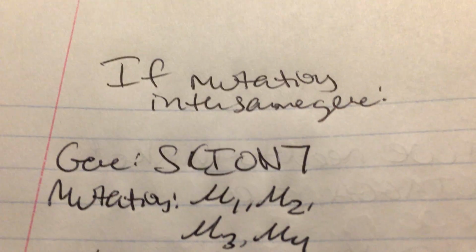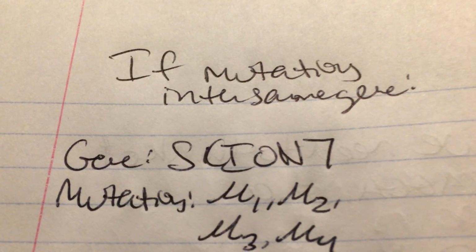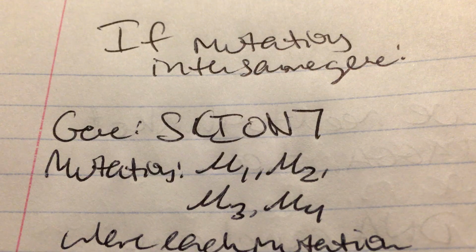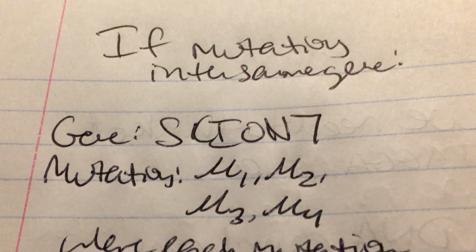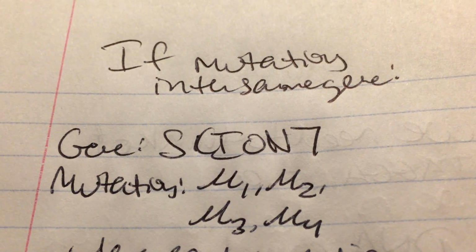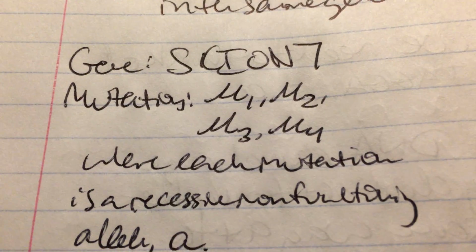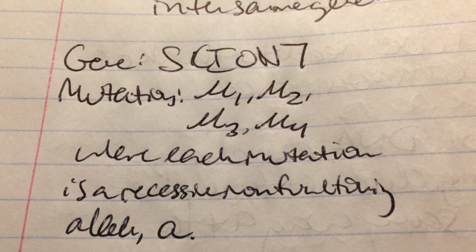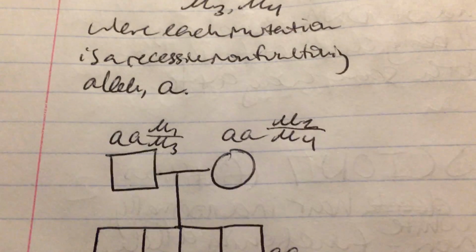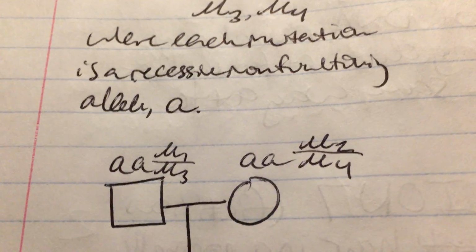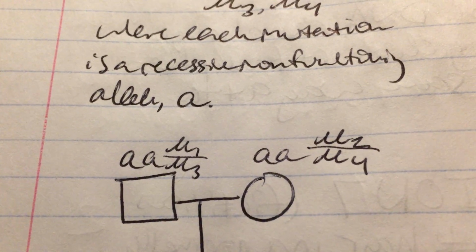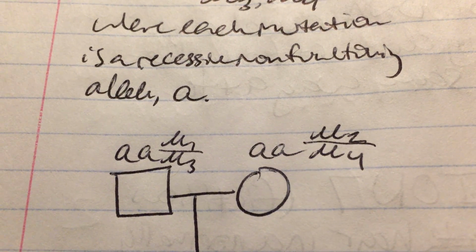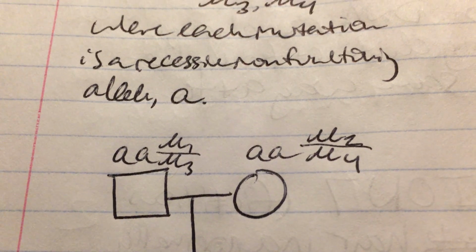Let's look at mutations in the same gene first. We're going to be looking at Scion7, where two individuals having two different mutations each are homozygous recessive at this gene. Each of these mutations, therefore, is a recessive non-functioning allele, lowercase a. As you can see, each parent is lowercase a, and exhibiting the white phenotype. They each have two different mutations, however, they still code for that lowercase a.